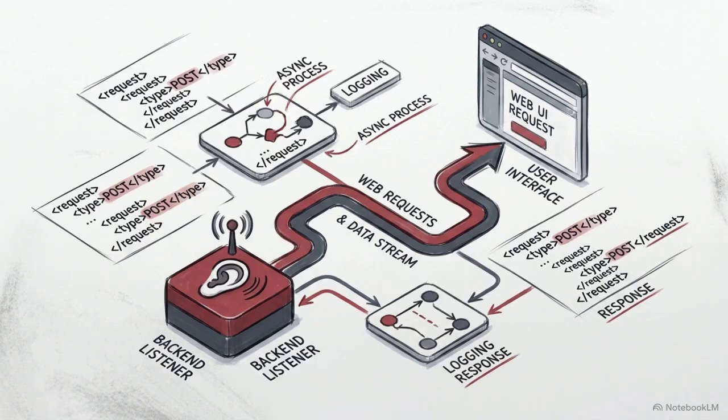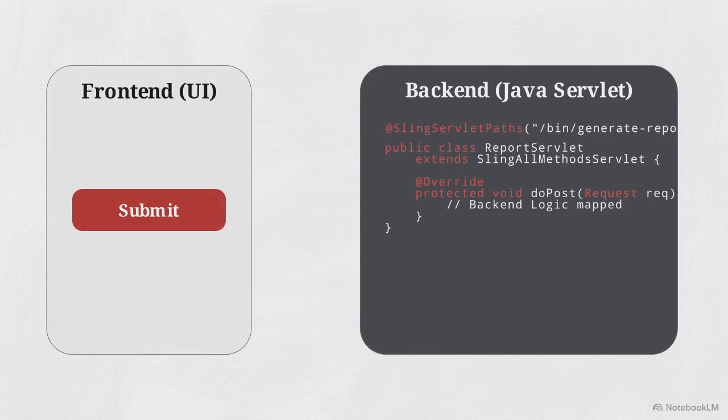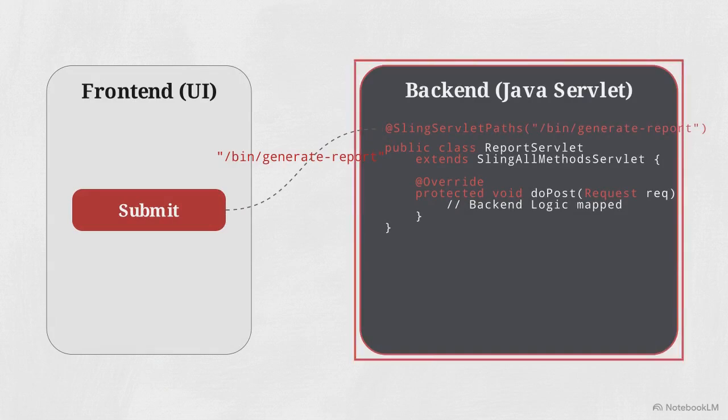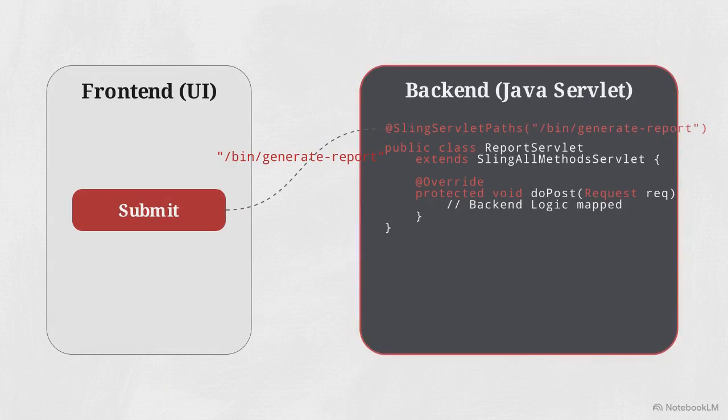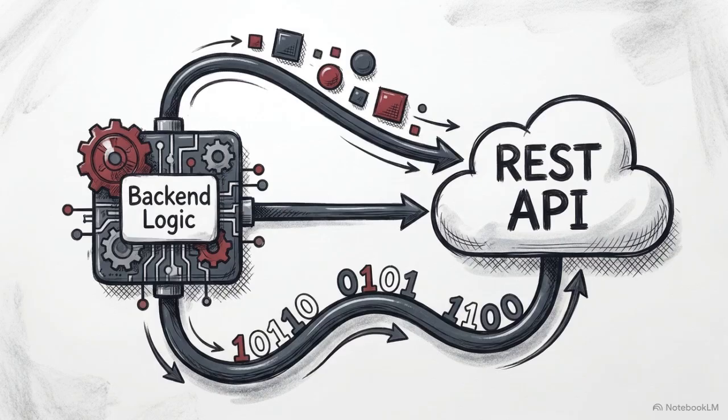To handle this, we build an OSGI Sling Servlet. This is a backend listener designed specifically to process incoming web requests from our Granite interface. We bind the servlet directly to our UI by declaring a Sling Servlet paths annotation in the Java class, matching the exact URL our front-end button is programmed to hit. Inside the servlet's main method, we write standard Java code to execute an HTTP request, querying an external REST API for the live report data.